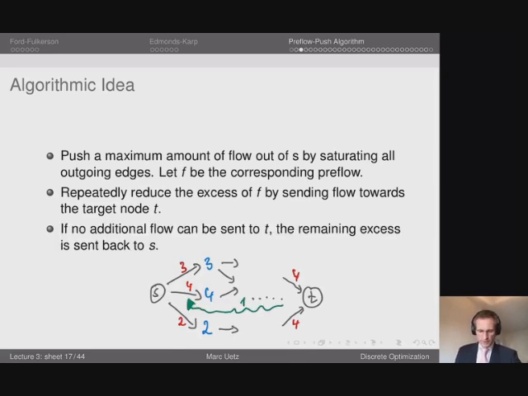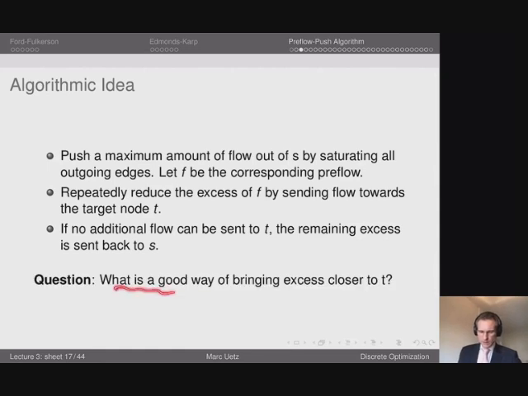So if no additional flow can be sent to T, the remaining excess, in this example this 1 unit, somehow has to get back to the source node. And once I have done that, I will have computed a feasible flow in the network. Well, in a nutshell, that's the algorithm. And the main question is, how do I make that happen? What is a good way of bringing these excesses, first of all, closer to the target node, and then in the end, the superfluous excess has to get back to the source node.